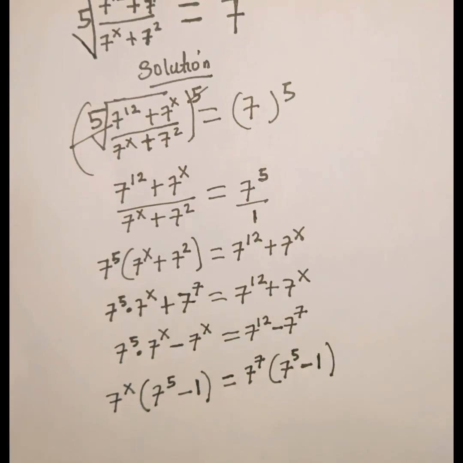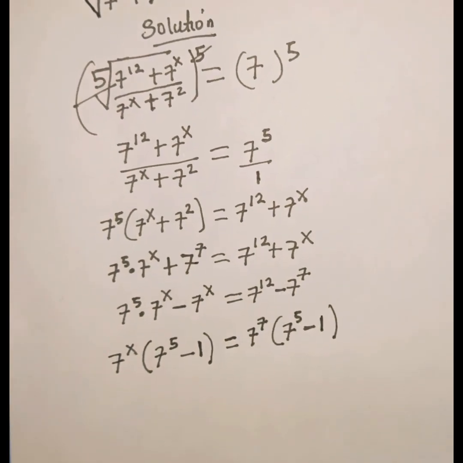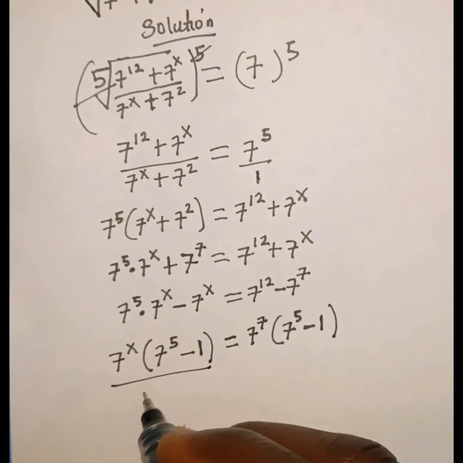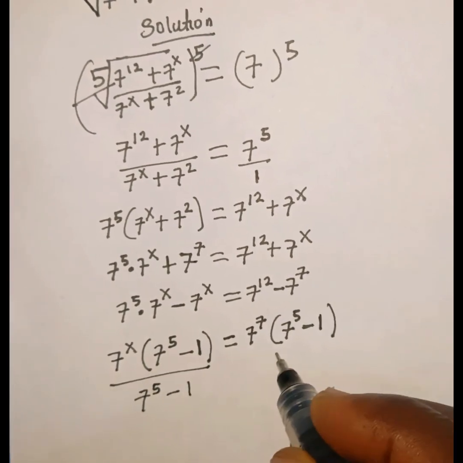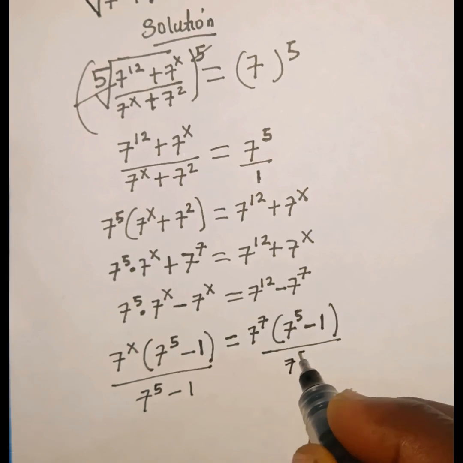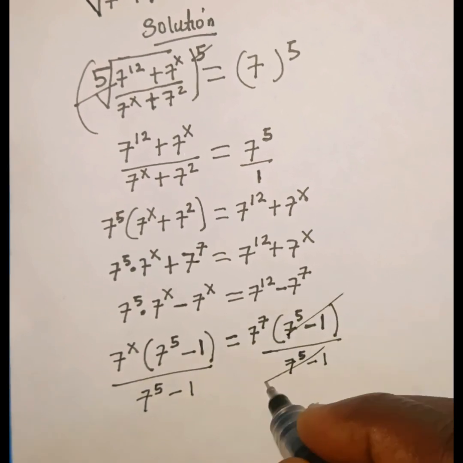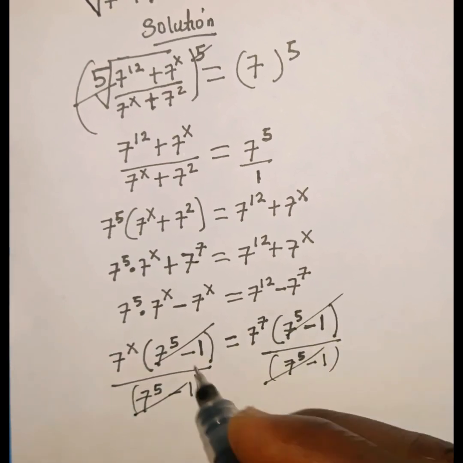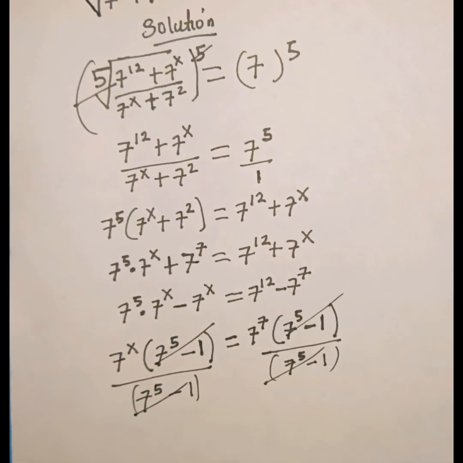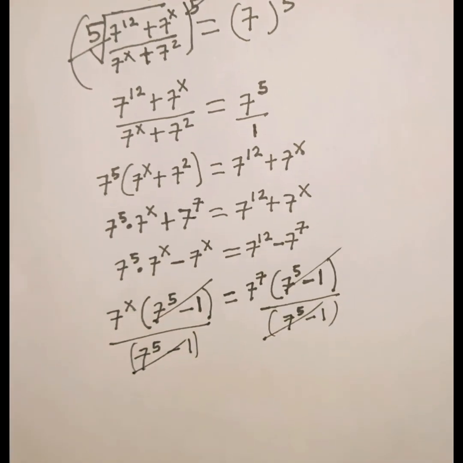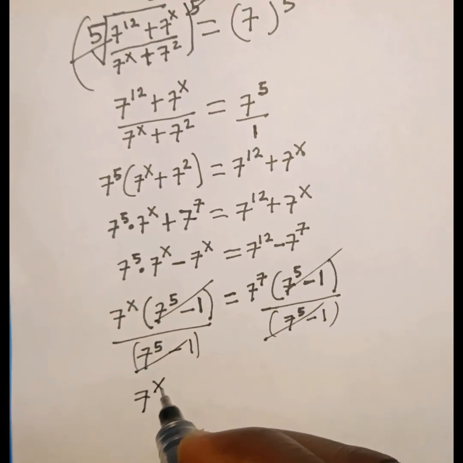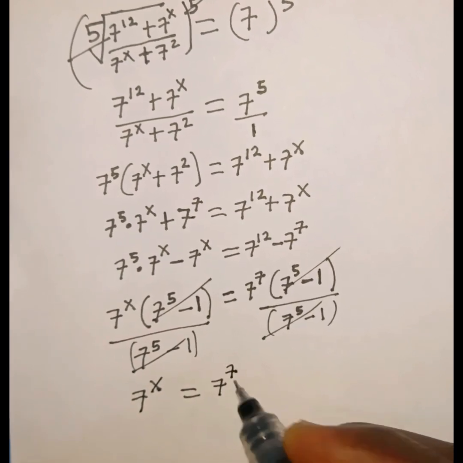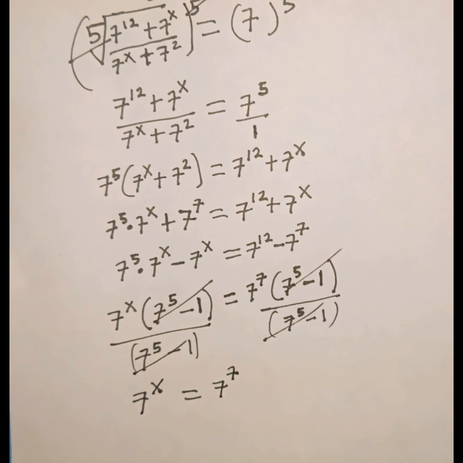Now if you check these two brackets, you know that we have a common thing in the bracket, 7 to the power of 5 minus 1. So we divide both sides by 7 to the power of 5 minus 1, so that the whole of this will cancel and this will also cancel. Remember, this is a bracket, so we just divide everything by 7 to the power of 5 minus 1. So we are left with just 7 raised to the power of x on the left hand side, which is equal to 7 raised to the power of 7. So we have already reduced this equation into this form.